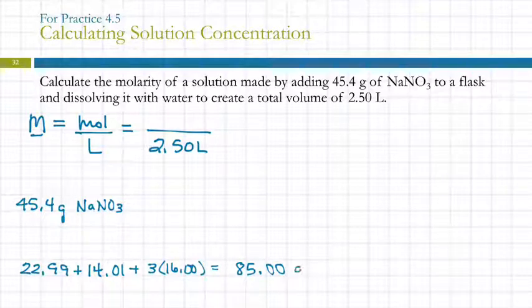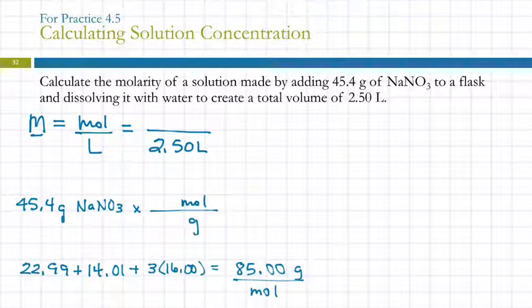So this is going to be 85.00 grams per mole. So it's grams of sodium nitrate per mole of sodium nitrate. So that's the conversion factor I need in here. So I need to multiply by moles and divide by grams. So 1 mole weighs 85.00 grams. The grams cancel out.